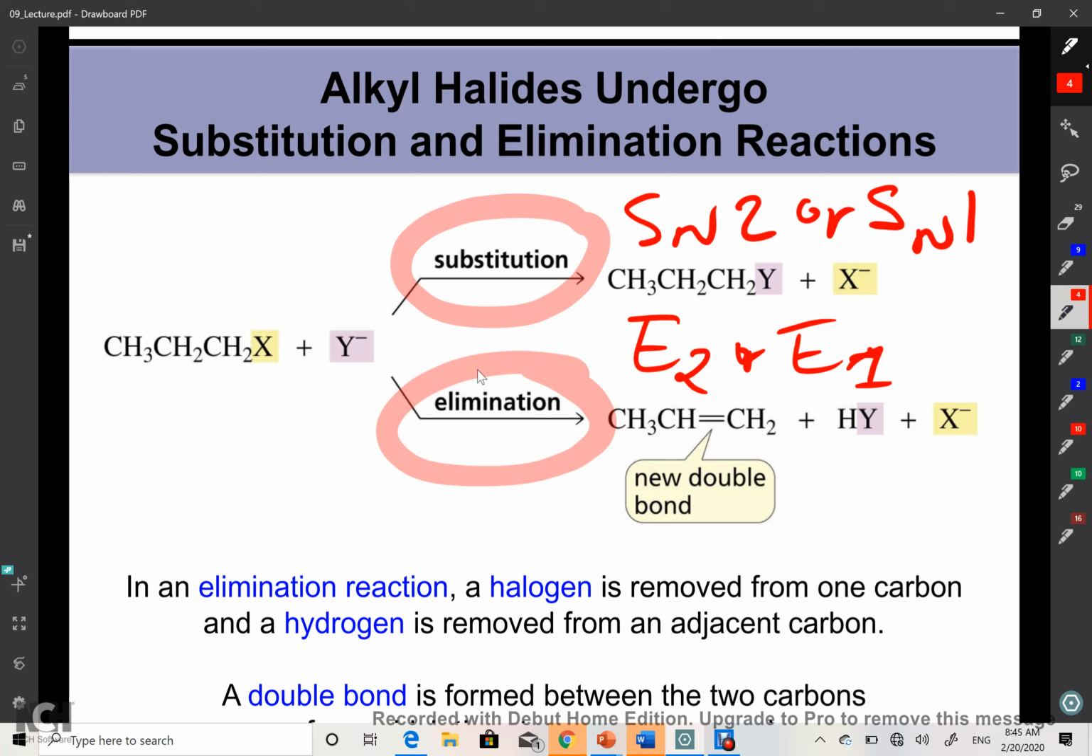E1 is similar to SN1. E2 is similar to SN2. What do I mean by similar? E1 in terms of the mechanism. SN1, the mechanism goes through the formation of a carbocation, right? So does E1. E1 also goes through the formation of a carbocation. Does that make sense? SN2 is a one-step mechanism. So is E2. E2 is a one-step mechanism.